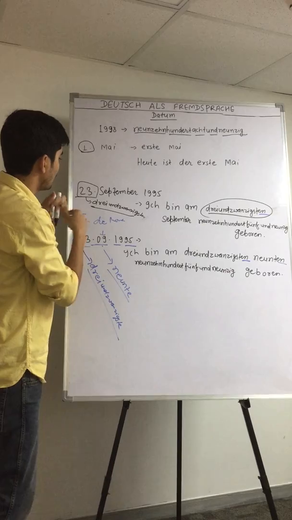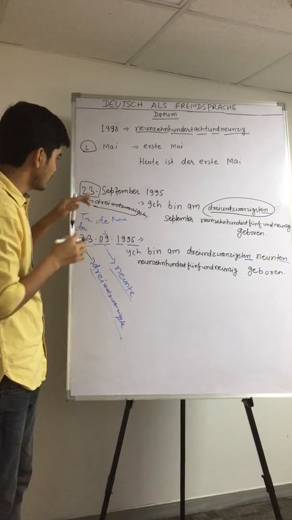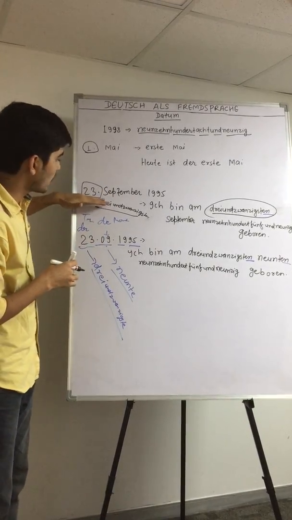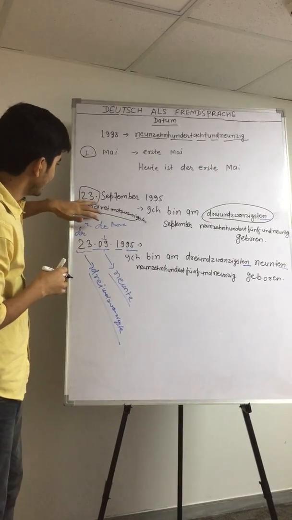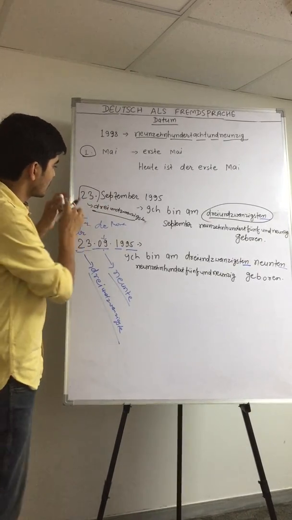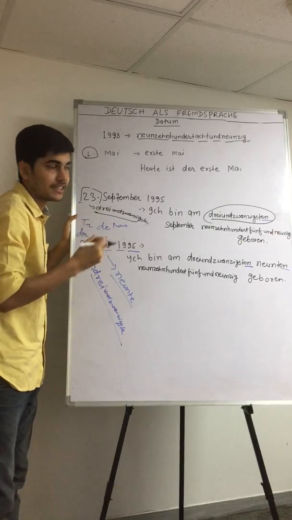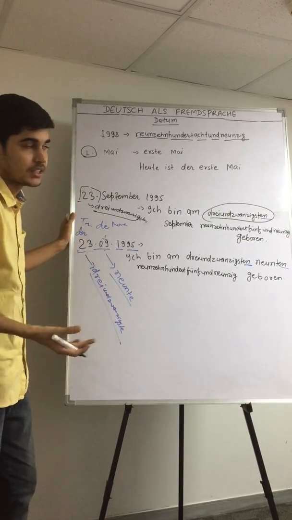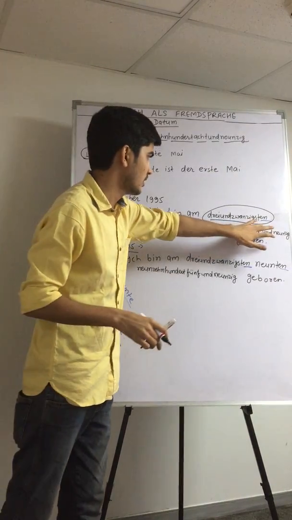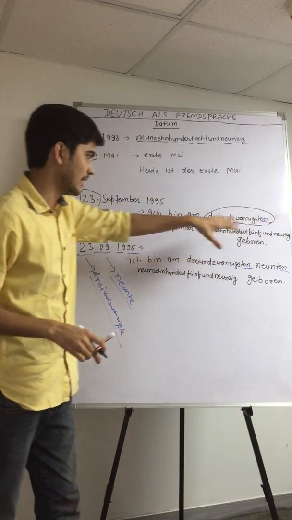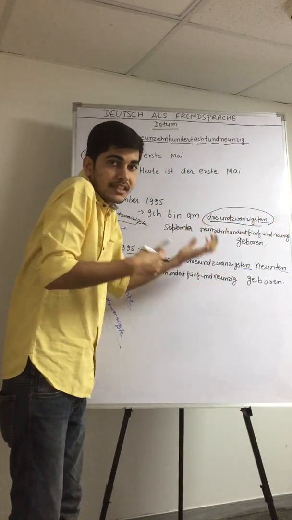So always be careful about this Punkt. If the Punkt comes after the Ordinalzahlen, that is an ordinal number, then in that case it takes as first, second, third. That means erster, zweiter, fünfter. And in case of accusative, zweiten, vierten, fünften.